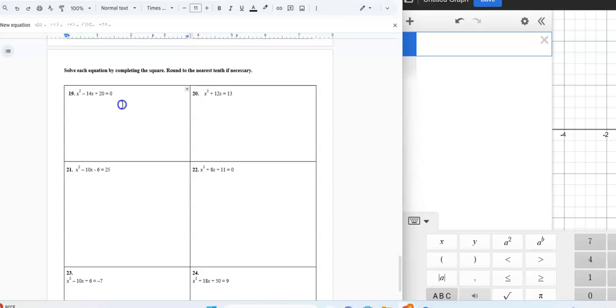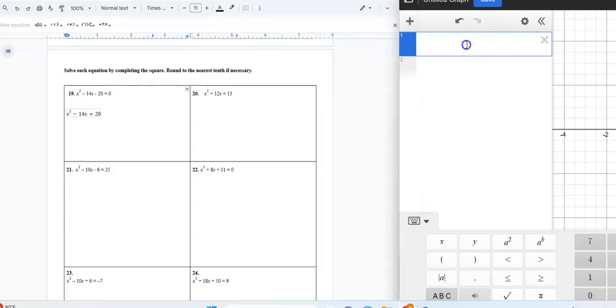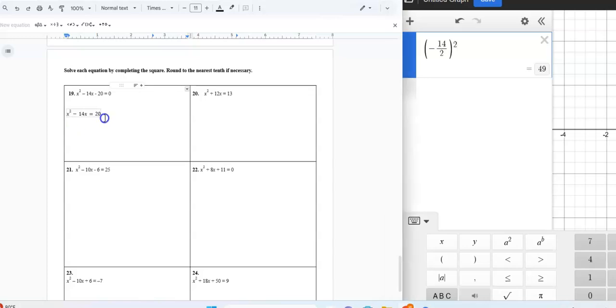For example, like number 19, you get rid of the 20 from both sides. You would get x squared minus 14x equals 20. You would then be adding what to both sides? Negative 14 over 2 to the power of 2. You'd be adding 49 to both sides, which creates x squared minus 14x plus 49 equals 69.